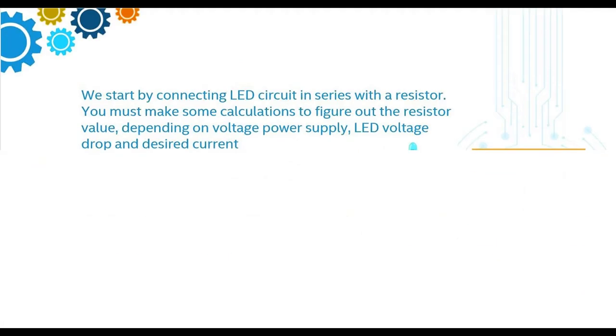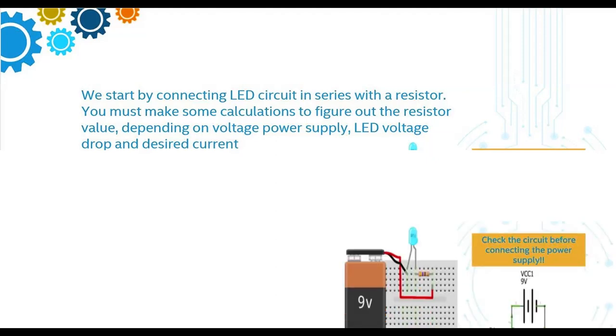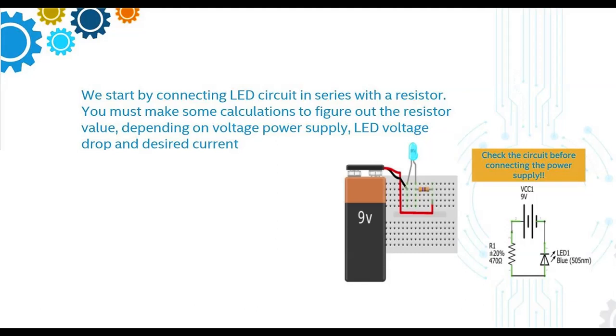If we start by connecting the LED in series with the resistor, you must make some calculations to figure out the resistor value. Which calculation do we require? We need a 9 volt battery, an LED, and a resistor. The positive terminal of the 9 volt battery is connected to the resistor, and the other end of the resistor is connected to the anode of the diode. Here we use a blue LED, and the cathode of the diode is connected to the negative terminal of the battery. So this is the simple circuit.